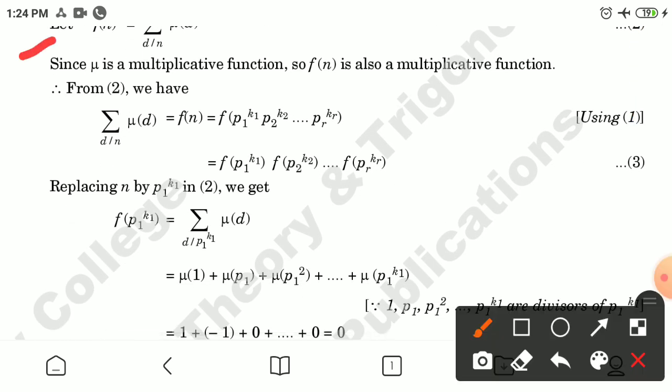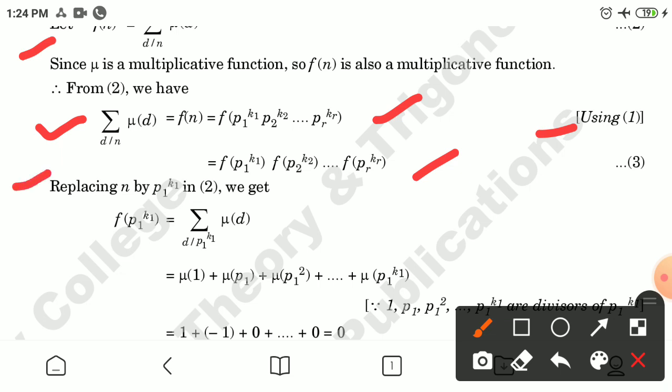Since mu is a multiplicative function, f(n) is also a multiplicative function. Therefore, from the second result, summation of mu(d) where d divides n is equal to f(n), and this is equal to f at p1 raised to power k1 times p2 raised to power k2, and so on up to pr raised to power kr. Using the first result, this is equal to f of p1 raised to power k1 times f of p2 raised to power k2, and so on up to f of pr raised to power kr, marking this as number 3.